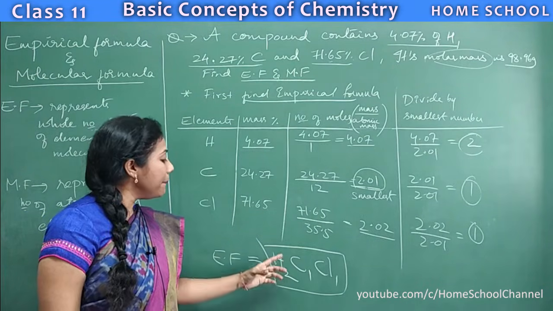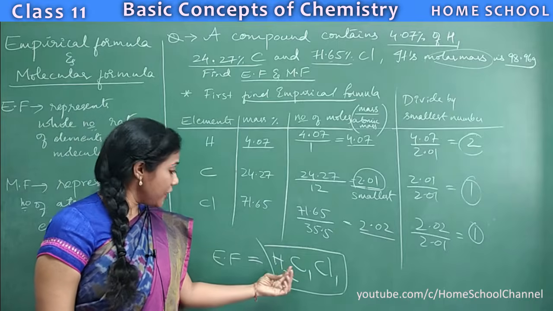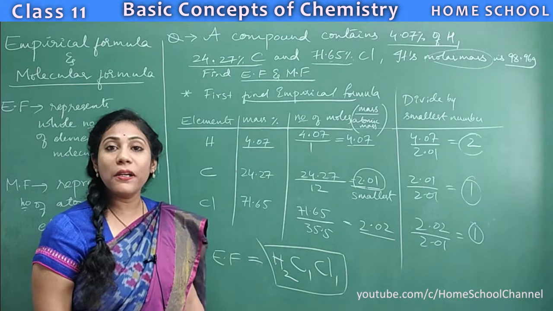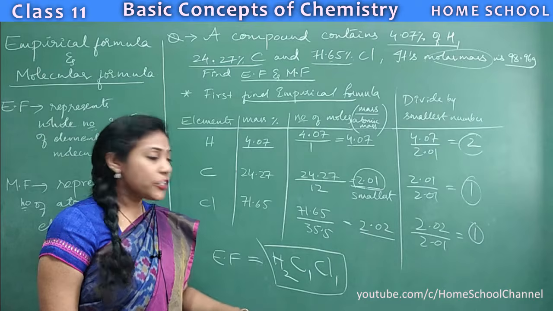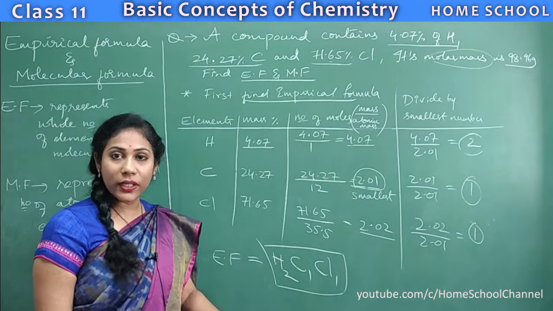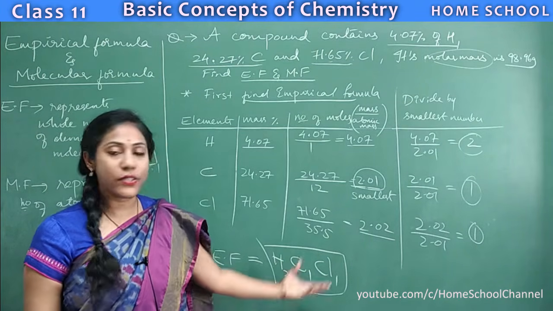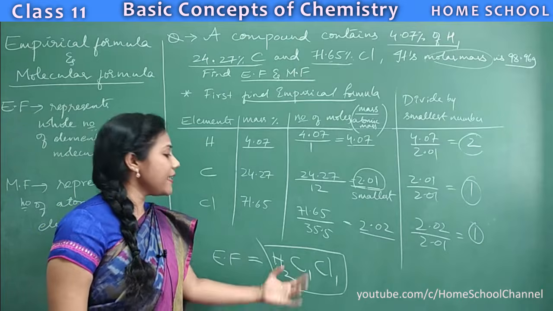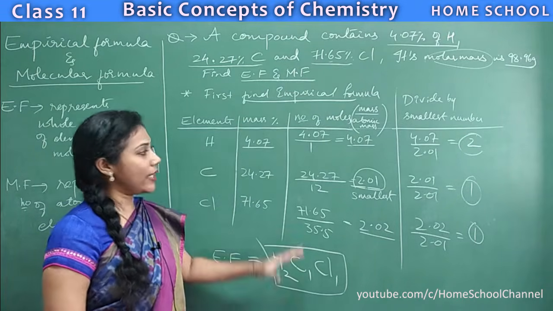Okay, so the empirical formula is giving you the ratio of elements present in a molecule. If I ask you what is the ratio of hydrogen, carbon and chlorine in a molecule, it is 2:1:1, right? So this is the empirical formula. Step number 1 is over.